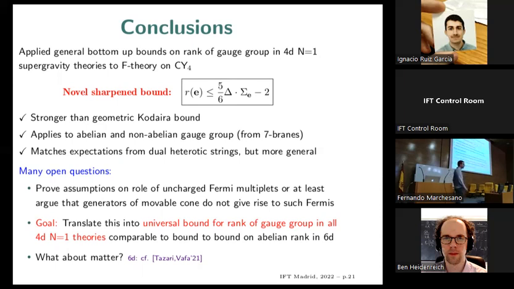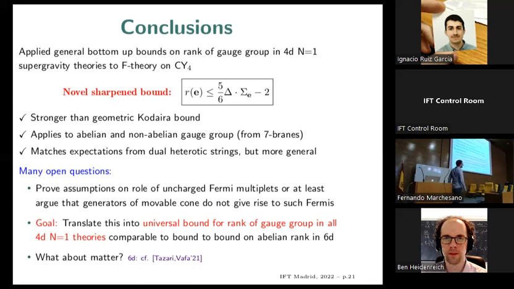There are many open questions. First, I went quickly over some certain assumptions about uncharged Fermi multiplets, which I'm happy to spell out. And we have a conjecture why this is in fact the correct thing to do. This has to do with properties of the generators of the movable cone, but this is certainly something that would be interesting to understand better.